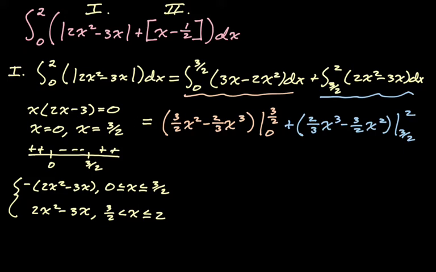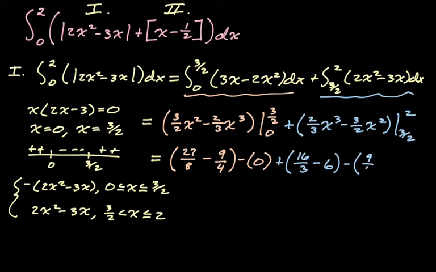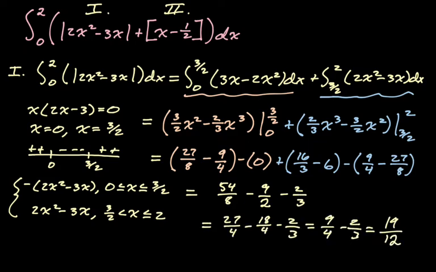Now we apply the fundamental theorem, so we plug in 3/2, and we end up with 27/8 minus 9/4. When you plug in 0, you just get 0. Plus, when we plug in 2, we get 16/3 minus 6 minus 9/4 minus 27/8. And you can pause and check that, or maybe hopefully you're just working ahead and then just looking to see if it worked out. We can combine some stuff here. We end up with 54/8 minus 9/2 minus 2/3. And then you can simplify that. You end up with 19/12.